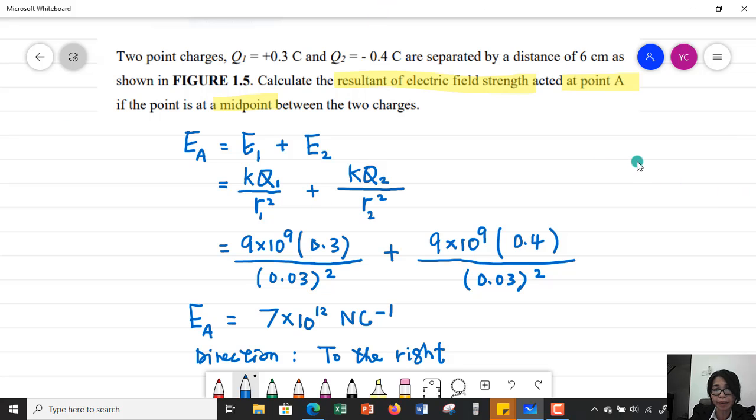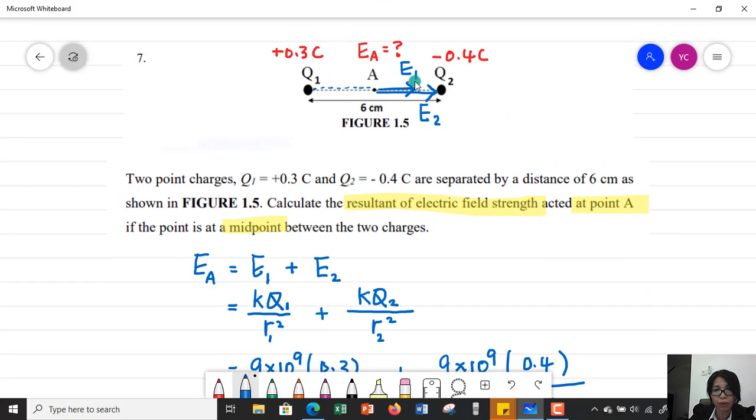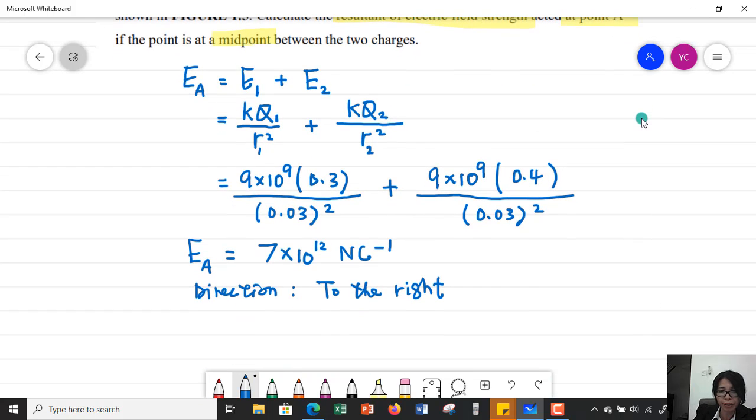Very obvious daripada vektor yang you lukis, so resultantnya memang hala ke sebelah kanan, okay? So the direction is to the right. So this one will be our answer.